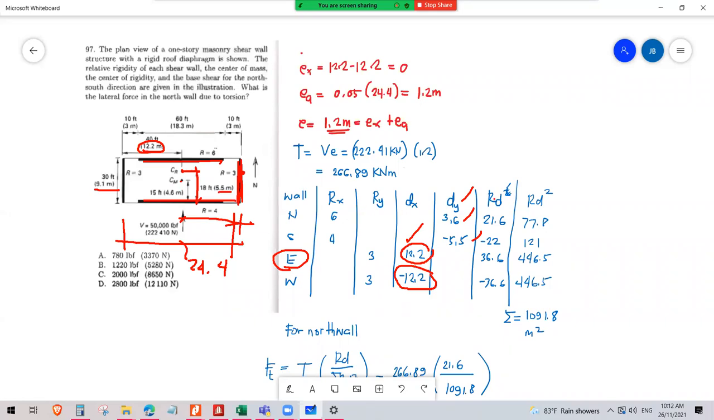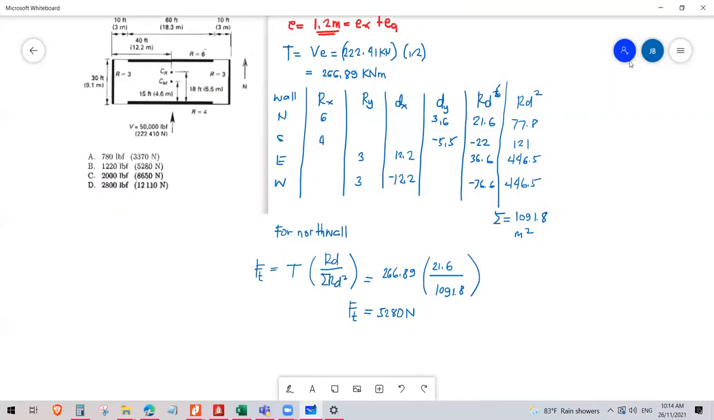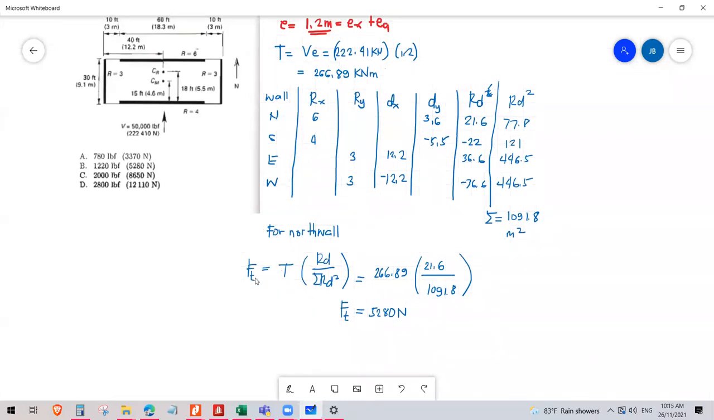Once you've established that, compute RD, multiply R and D, then R times D squared, and tabulate. It's like the vertical distribution of earthquake force. Then get the summation and apply this formula. This is the formula for torsional shear. The direct shear, as I showed earlier, is basically just dividing the base shear by the number of frames resisting. Here we consider rigidity and location, the center of mass and center of rigidity. In direct shear we don't; it's based only on stiffness or rigidity.